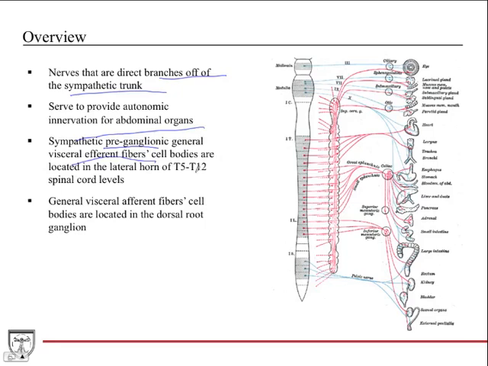And so the cell bodies for those are located in the lateral horn of T5 through T12, so down in this region right here. And so that's different than in the thorax. All the thorax ones for heart, lungs, esophagus were all located in T1 through T4. These ones, T5 through T12. And then the visceral afferent fibers will also be traveling through, but their cell bodies are going to be located in the dorsal root ganglion. So like many nerves, it has the visceral afferent fibers, which are coming from the organs, bringing sensation to the spinal cord and the brain. And then also it has efferent fibers, which are coming from the spinal cord and then going out to the organs.